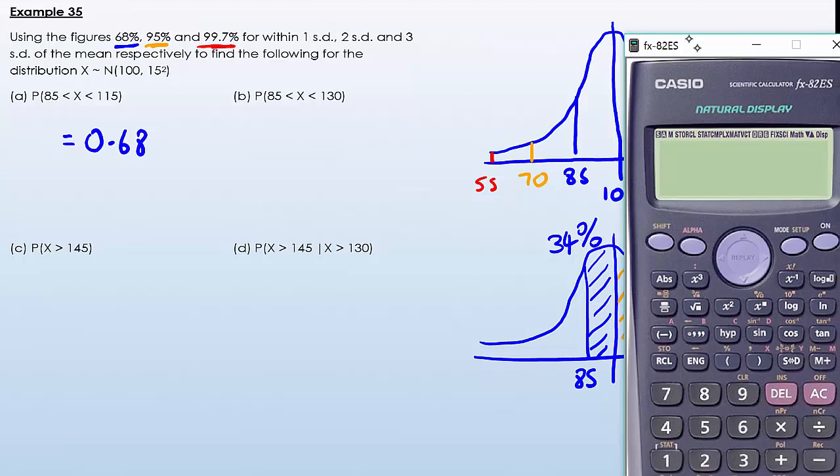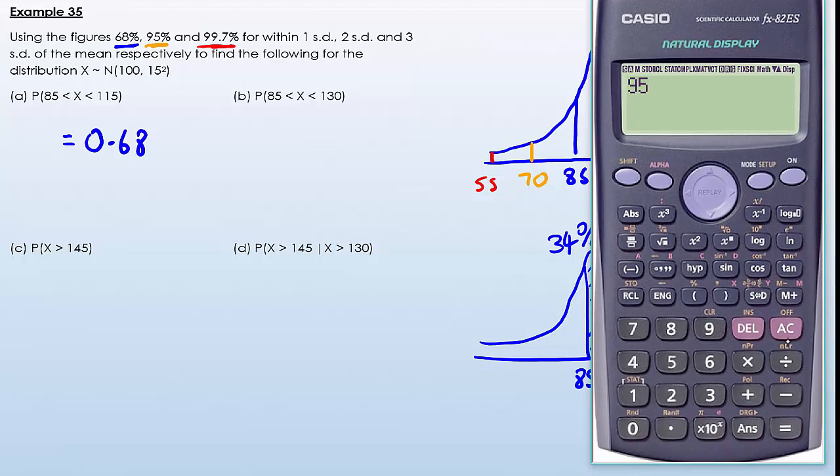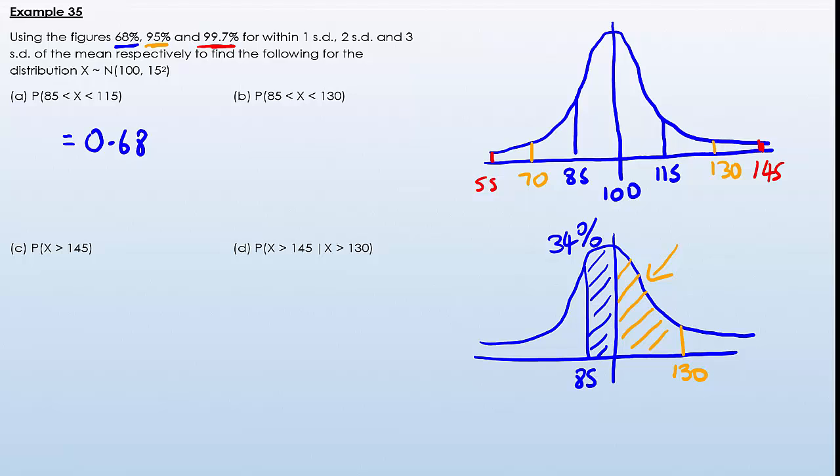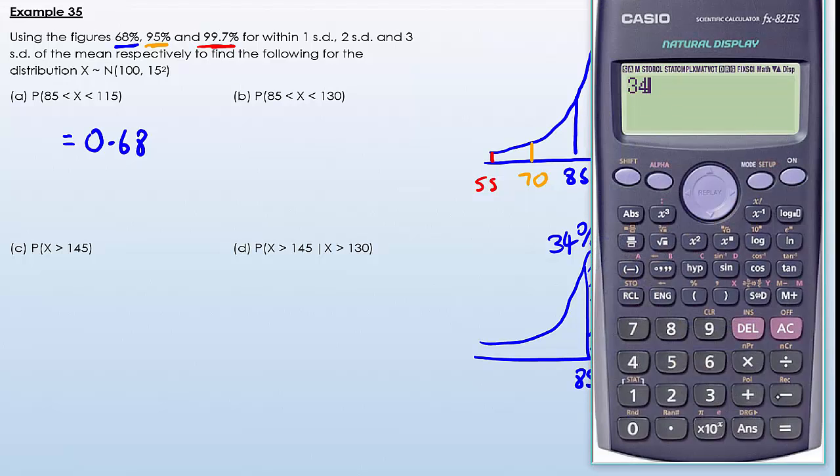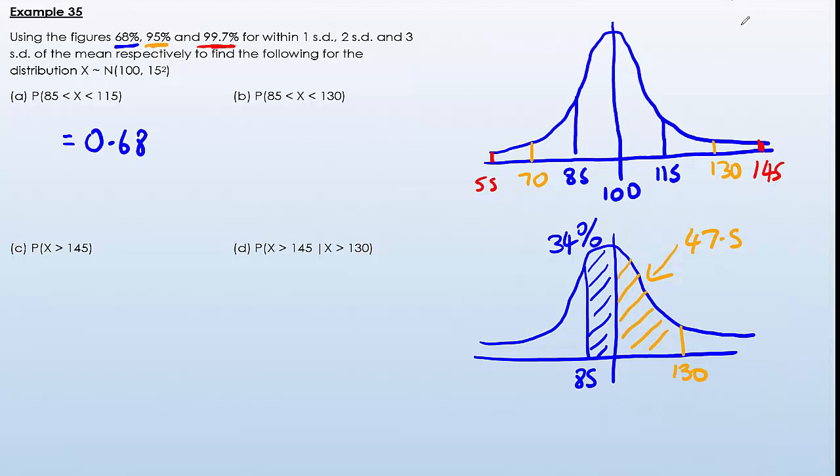Now let's just use the calculator to help with that. So 95 divided by 2 is going to be 47.5. You'd probably be expected to do that without the calculator though. So 47.5. And if we add those together, so 34, add the last answer, that gives me 81.5. So this one is 81.5%, and remember we need to give that as a decimal, so that will be 0.815.